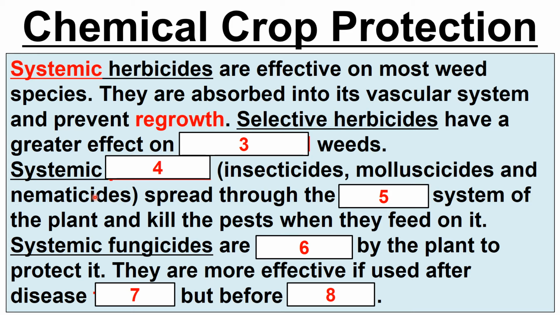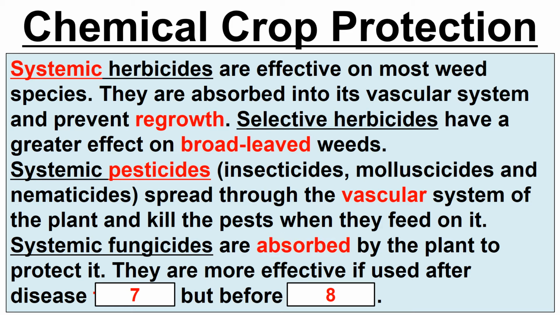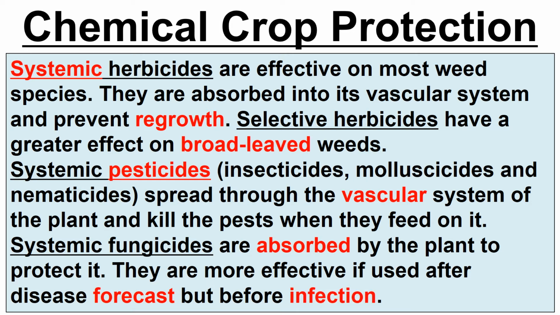And then you also have selective herbicides, so they have a greater effect on broad-leaved weeds. Then you have got systemic, number 4 is pesticides, so that's insecticides, molluscicides and nematicides, and they are systemic, so similar to the herbicides, they spread through the vascular system of the plant and kill the pests when they feed on it. Systemic fungicides are 6, absorbed by the plant to protect it. They are more effective if used after disease forecast but before infection. So if there was, say, in the next field beside you, potato blight and there was the chance the fungal spores could move into your field, then you would want to add the systemic fungicide beforehand, so they're most effective before the plant is actually infected as a preventative mechanism.